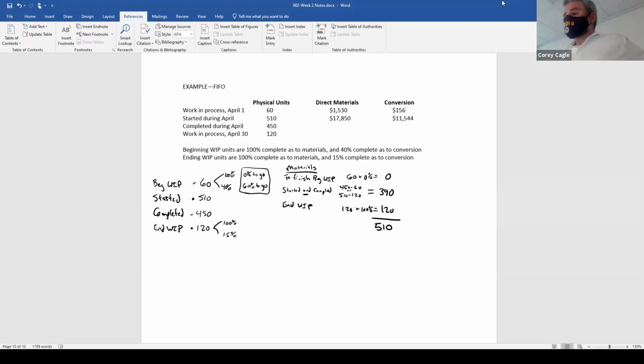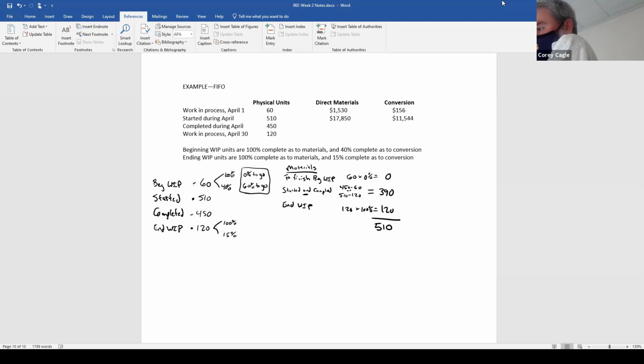Now, if you think about it, it makes sense why it's 510. Materials are all added only in the beginning of the process. We started 510 units this period when we would have added all the materials immediately. We're trying to get all the work associated with the period where it happened. So those 510 units we started this period is where all the materials were added. So 510, 510. Makes sense. Okay.